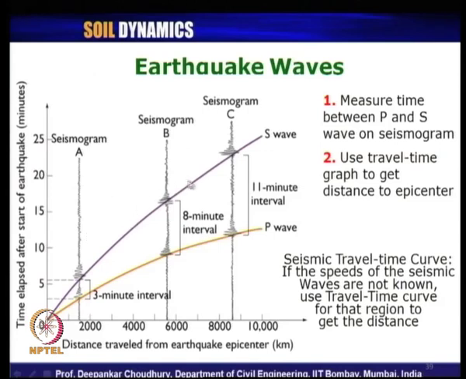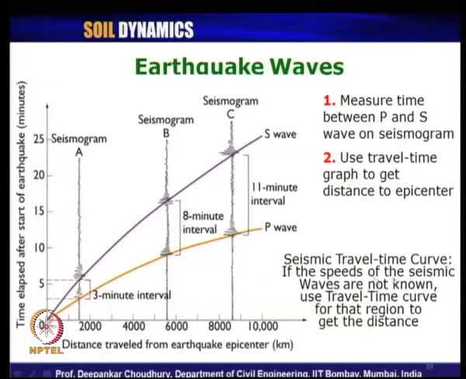Now, coming to another method, this is the seismic travel time curve. This method is called the seismic travel time curve. The concept is almost similar. What it does is measure the time between P wave and S wave reaching on the seismogram, what we have done just now, and use the travel time graph to obtain the epicenter in this manner.